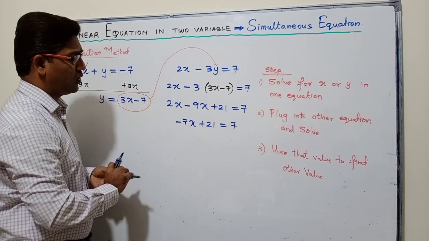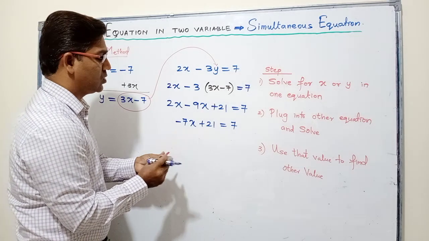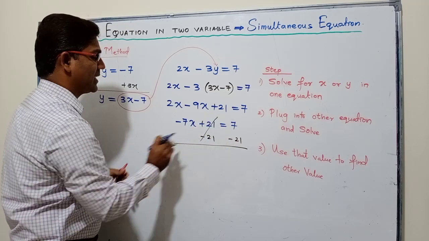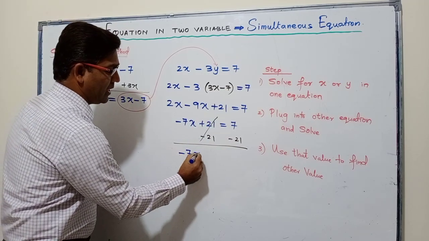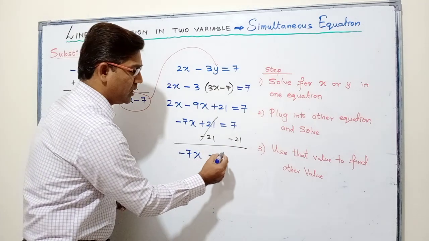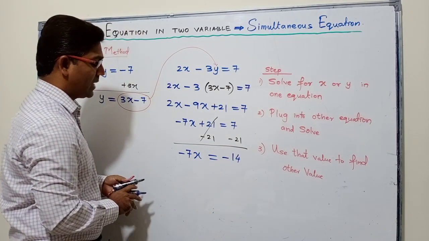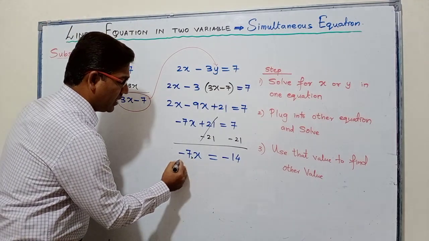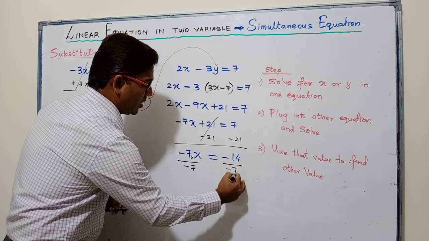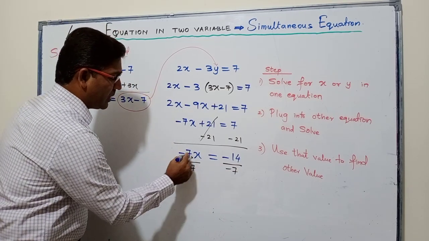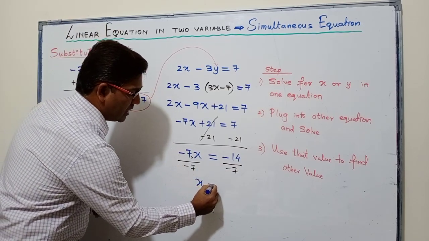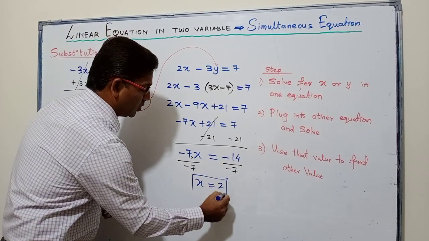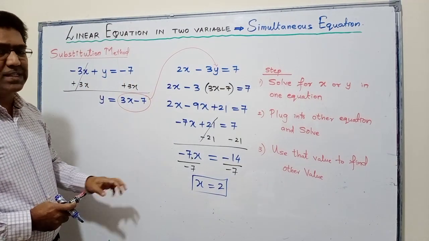Now to solve this, let's eliminate 21 first. So I'll do minus 21 on both sides. This will get cancelled. I get here minus 7x equals 7 minus 21, which is minus 14. Now to cancel minus 7, which is in a multiplication relation, I'll divide both sides by minus 7. On the left side, minus 7 will get cancelled. I get here x equals minus 14 by minus 7. My answer for x is 2. So I got the value of one variable, x equal to 2.